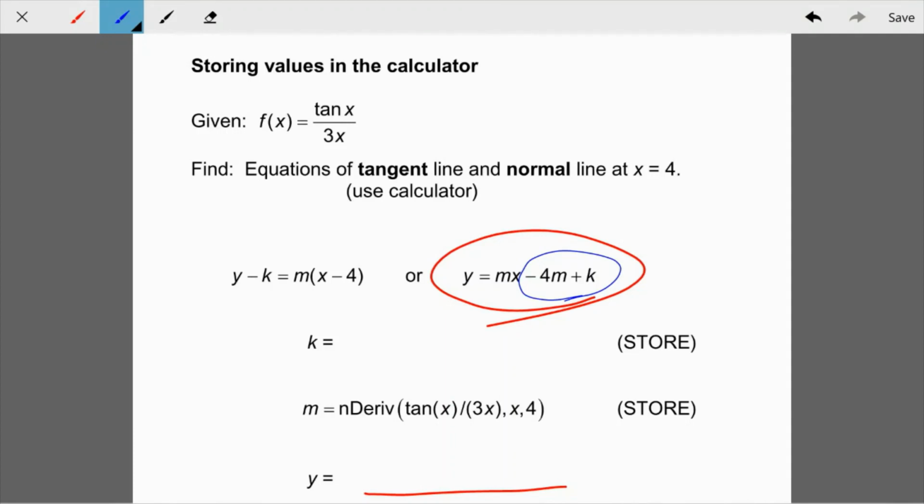Okay, that's all I have for you for this lesson. Just make sure you practice a lot with those trig derivative rules, and make sure you've got all 6 of those memorized.